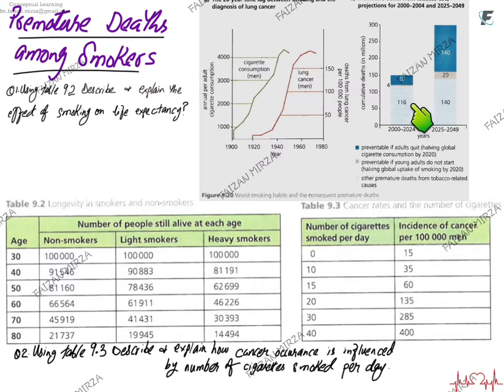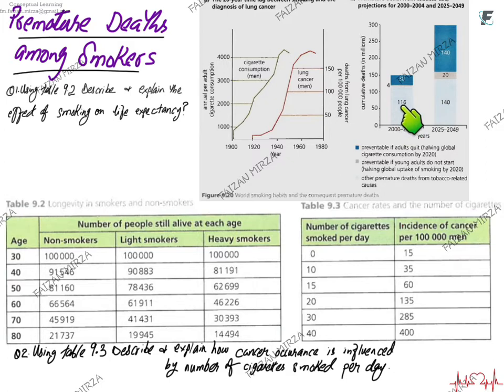Again, here you can see the projections from 2000 to 2024. If we just go on this way, in 2049 we can expect this kind of case. You can see there would be too much burden of disease from smoking. This dark blue region denotes deaths preventable if adults quit, given this global cigarette consumption, by 2020. And this gray region is preventable if young adults do not start smoking by 2020. This is only if, and that's a big if.